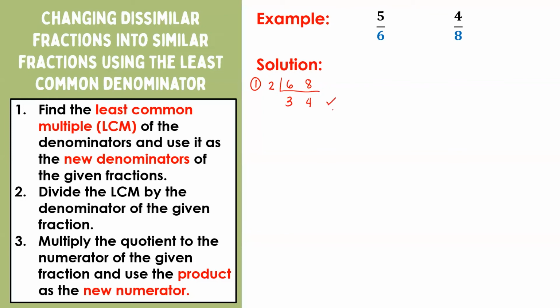Then, let us multiply the numbers on this side, and the numbers on this side. We will have 2 times 3, times 4. 2 times 3 is 6, and 6 times 4 is 24. So, the LCM of 6 and 8 is 24. This LCM will be the least common denominator or the new denominators of the given fractions.